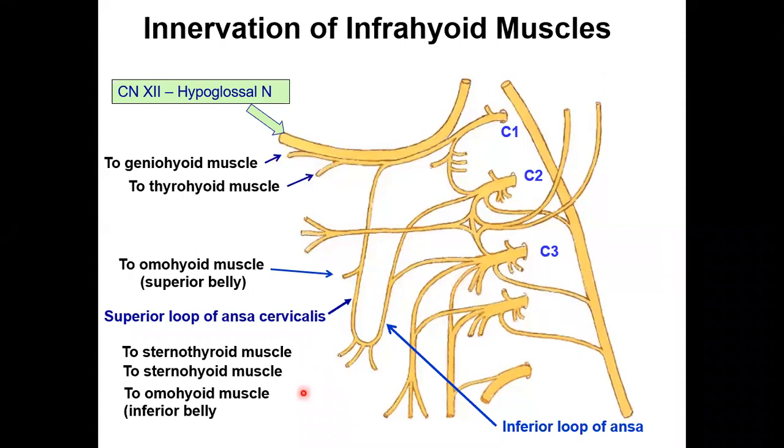So when it comes to innervation of these muscles, it's a little bit easier to remember the name of the nerve because the nerve is just nerve to the muscle. You're going to want to look up, though, what nerve roots it is, because that will help you remember whether it is the superior loop versus the inferior loop of Ansa cervicalis.